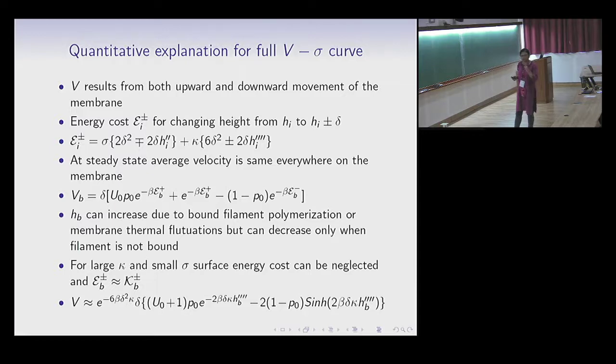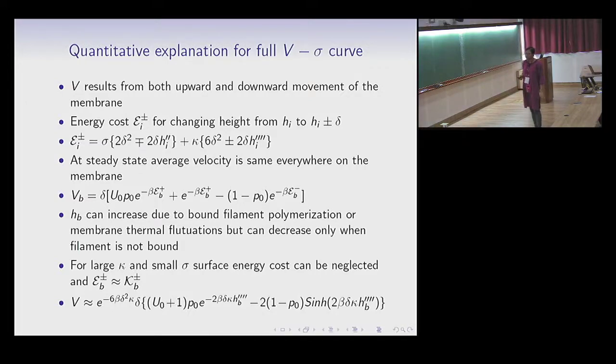First term corresponds to the polymerization of the bound filament. When the bound filament polymerizes, it pushes the membrane. Second term corresponds to thermal fluctuations of the membrane upward, and the third term corresponds to thermal fluctuations of the membrane downward, and this 1 minus P naught just gives you the probability that the filament is not bound to the membrane. Only then the membrane can fluctuate downward.